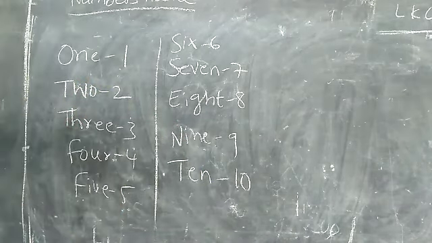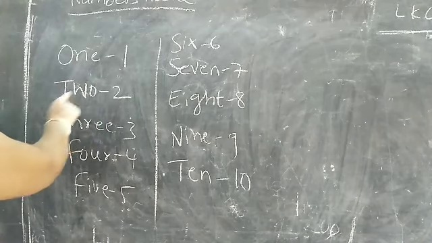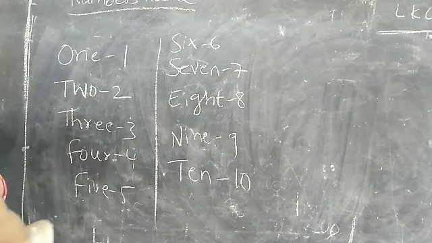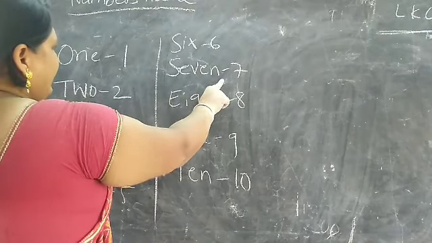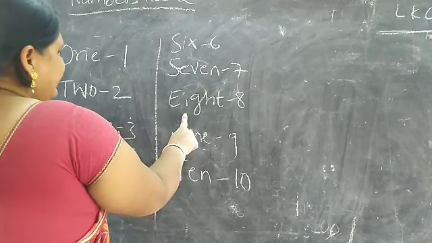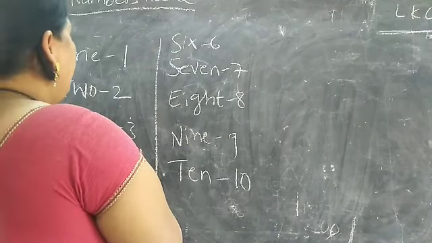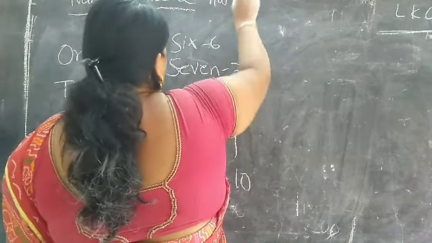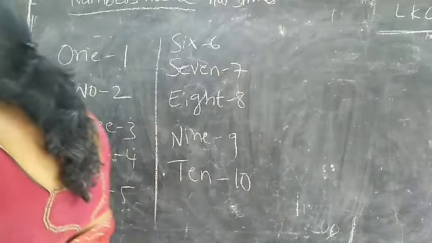So write neatly in your classwork book, children, now. So everyone repeat. O-N-E, 1. T-W-O, 2. T-H-R-E-E, 3. F-O-U-R, 4. F-I-V-E, 5. S-I-X, 6. S-E-V-E-N, 7. E-I-G-H-T, 8. N-I-N-E, 9. T-E-N, 10. So children, numbers name, also you have homework, write 3 times, children, okay? So write neatly in your classwork book now, children.